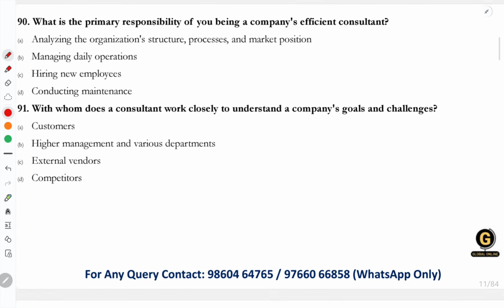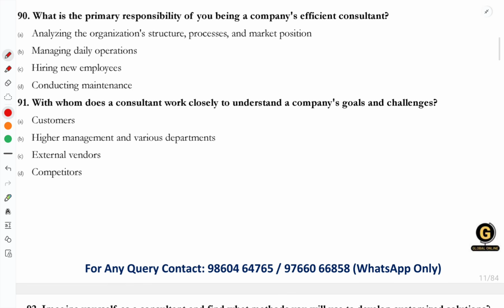Now, what are the questions given here? Let's go one by one. What is the primary responsibility of being a company's efficiency consultant? Analyzing the organization structure, process, and market position, managing the daily operations, hiring new employees, conducting maintenance. Now we can clearly understand even after reading paragraph 1, what is the consultant's work? Understand company structure, company process and market position. Market position means what? How exactly are the processes compared to that of the industry standards. This is how option number A is the correct answer.